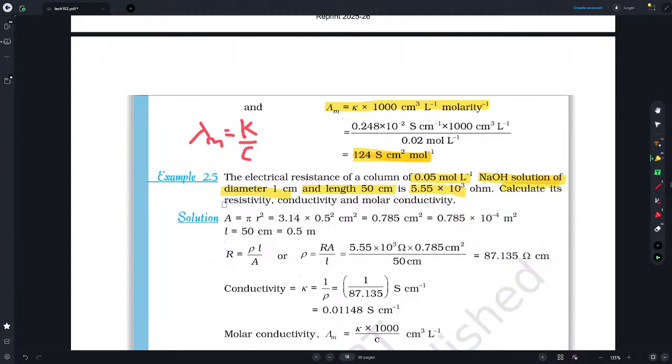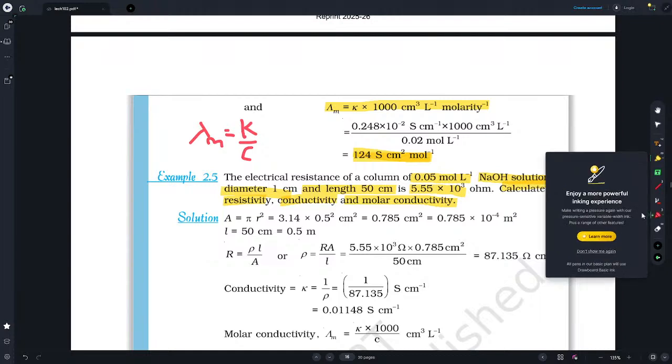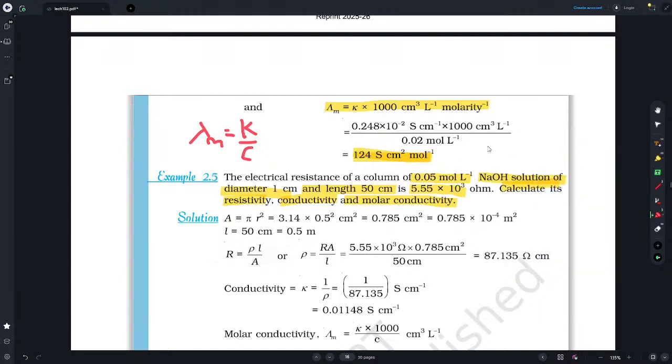Calculate its resistivity, rho, conductivity and molar conductivity via the provided values. We know that resistivity we can find by RA by L. This is rho. And as for conductivity, it is just the inverse of rho. So after finding rho, you can just invert this and we will get the kappa value.